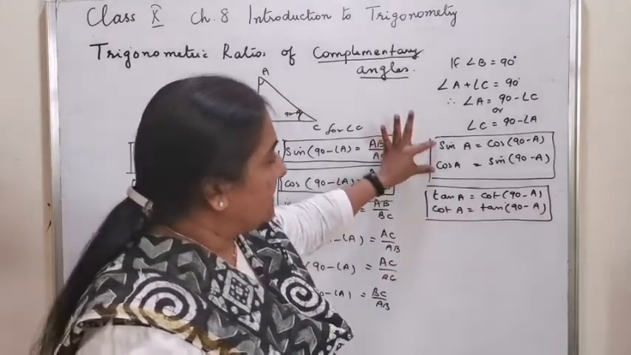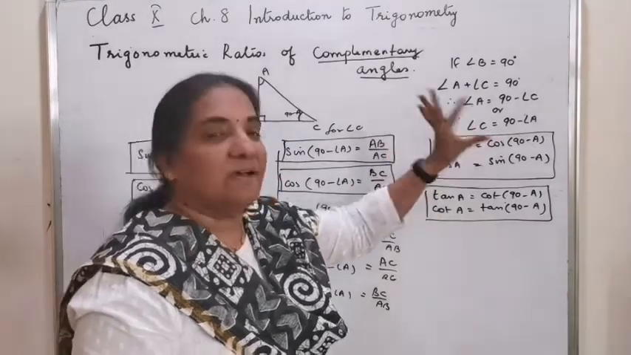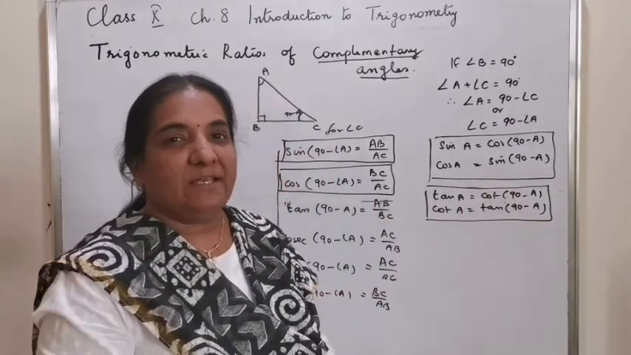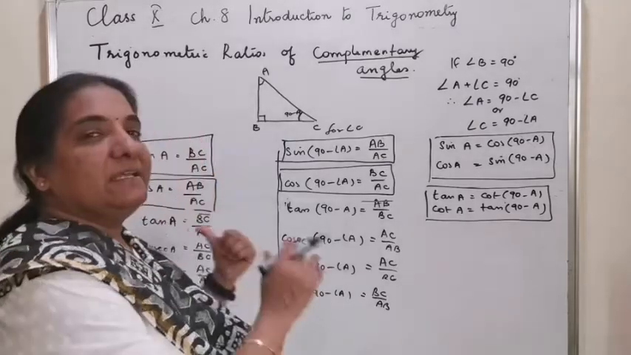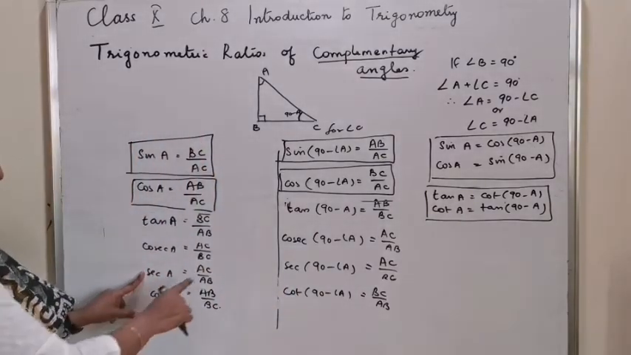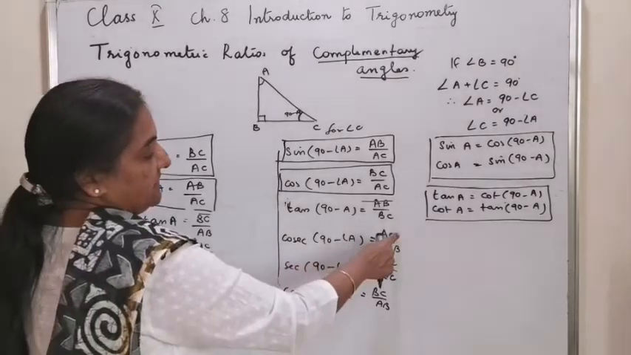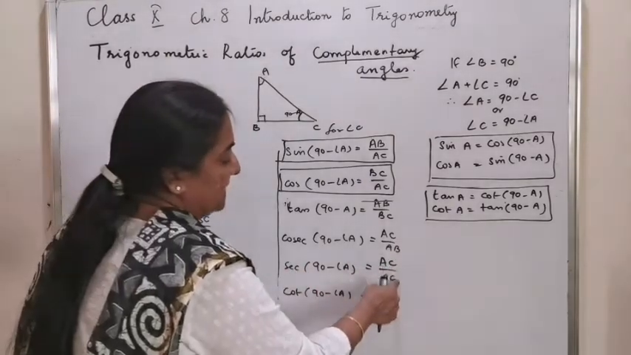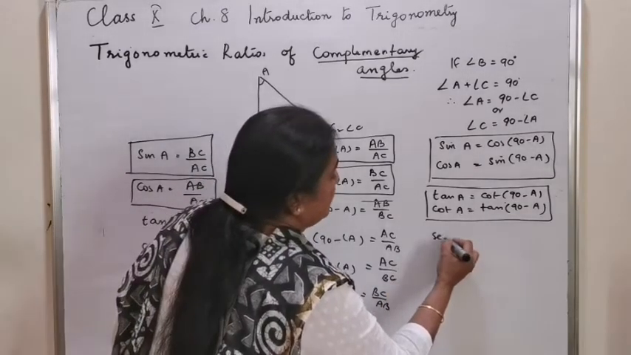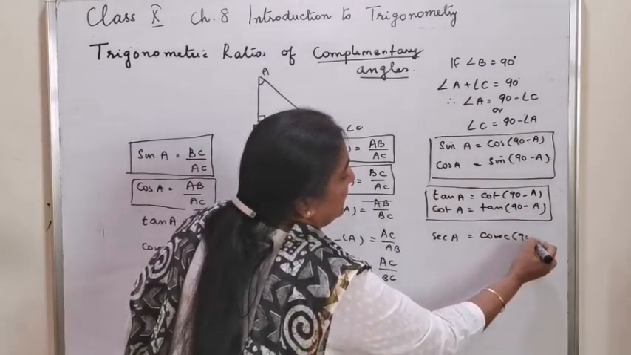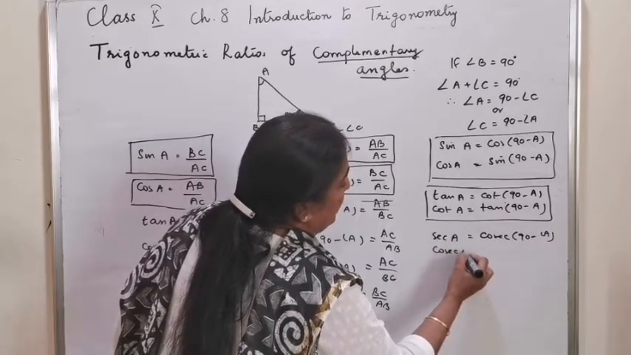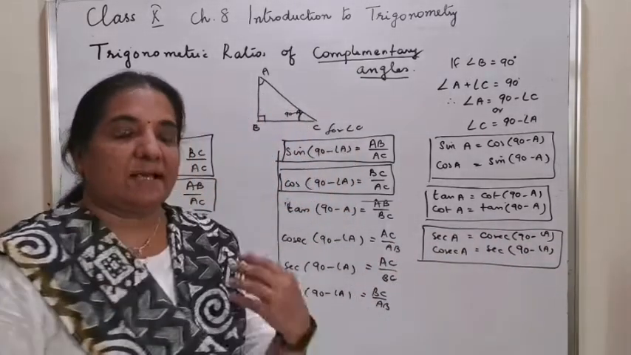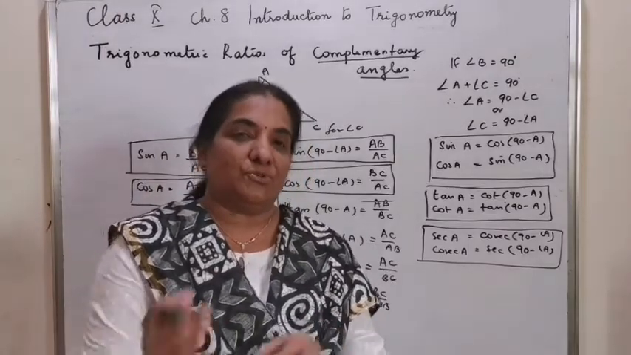Or you can say that the first pair, sine and cos, are complementary. Tan of an angle and cot of 90 minus A is complementary. So automatically the third pair will be sec and cosec. Sec A, AC by AB. Cosec 90 minus A, AC by AB. Similarly, cosec A, AC by BC. Sec 90 minus A is AC by BC. That is, sec A is the same as cosec 90 minus A, or cosec A is the same as sec 90 minus A. That means you have to just understand which are the trigonometric ratios which are complementary.